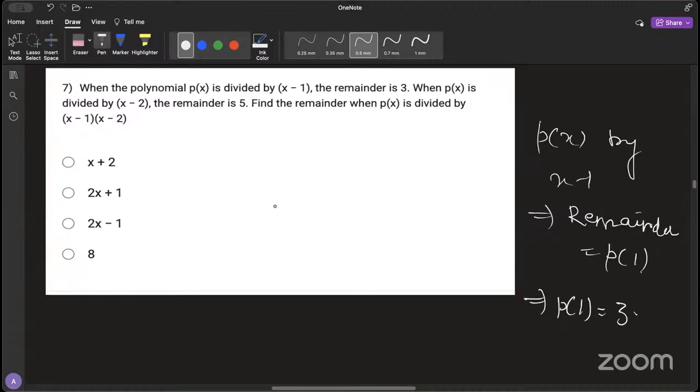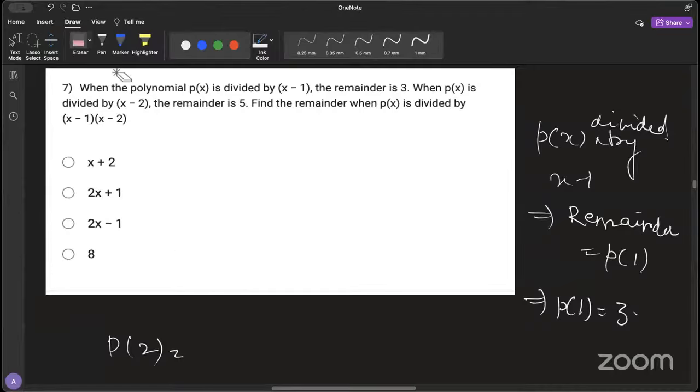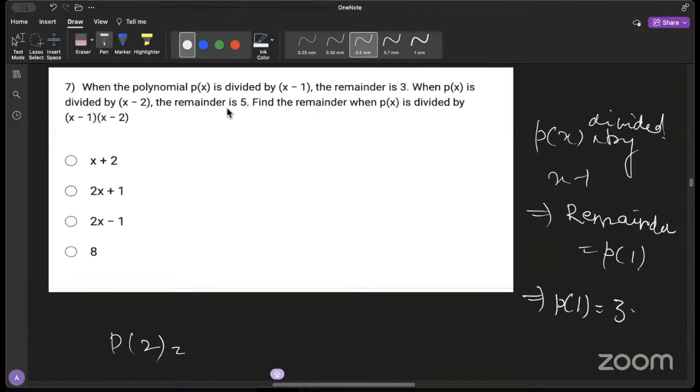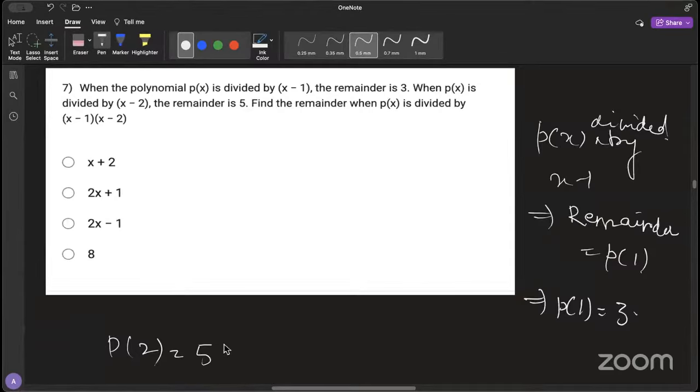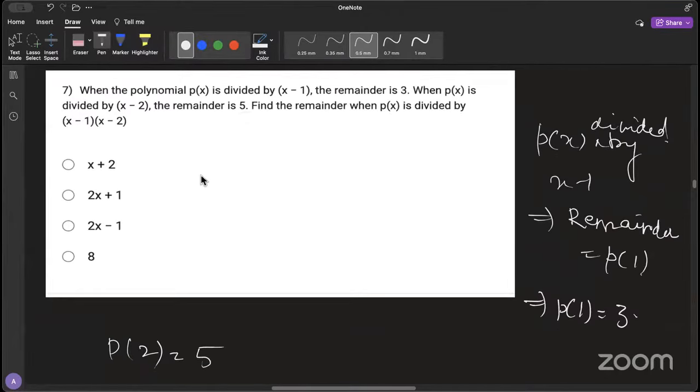In a similar way, when p(x) is divided by x minus 2, p(2) is the remainder, and the remainder is given to be 5. That means this is 5. So you have to find the remainder when p(x) is divided by (x minus 1)(x minus 2).